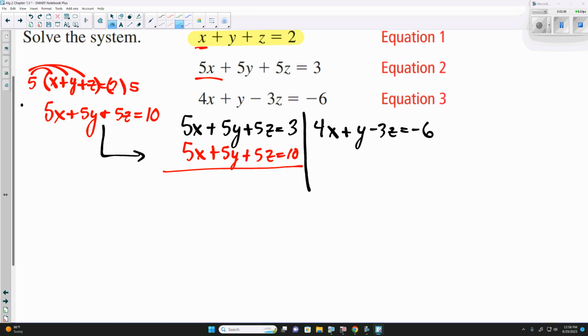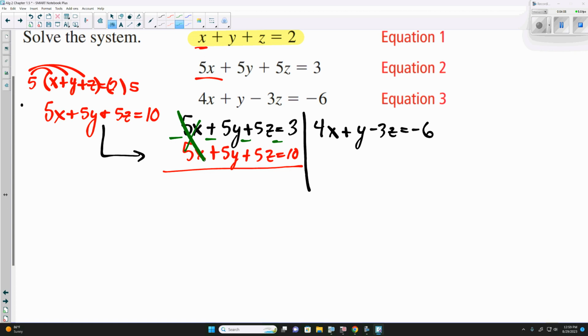Any questions on this so far? Now to eliminate X, to remove it from this equation, would we add or subtract the 5X's from each other? 5X minus 5X is 0, just like we wanted. So that means we're going to be subtracting. So 5X minus 5X is indeed 0.